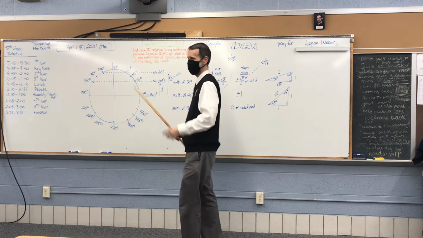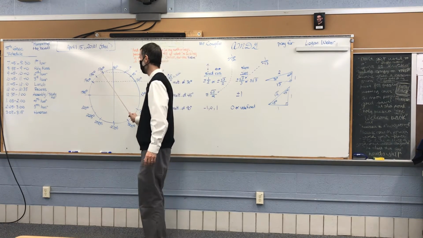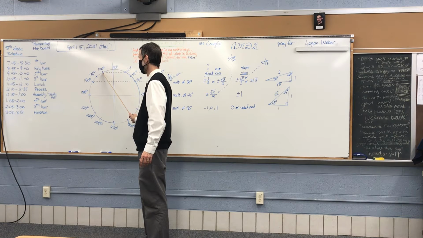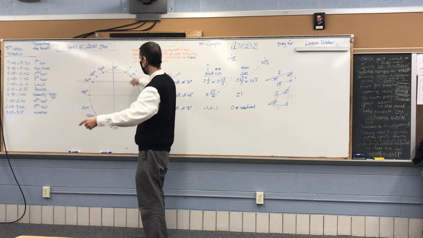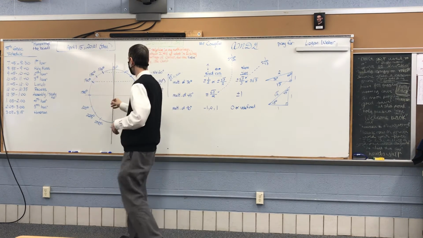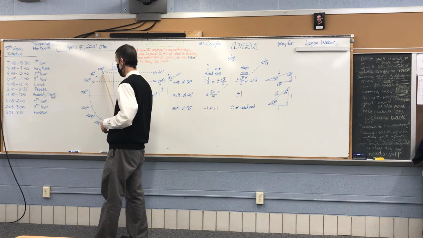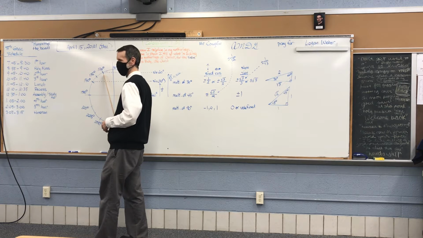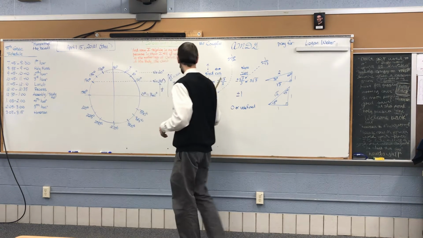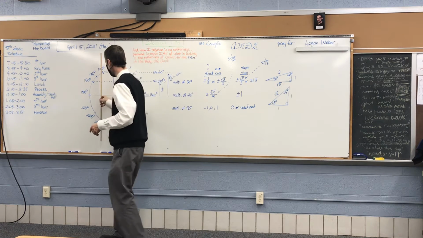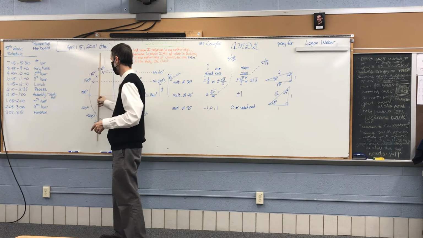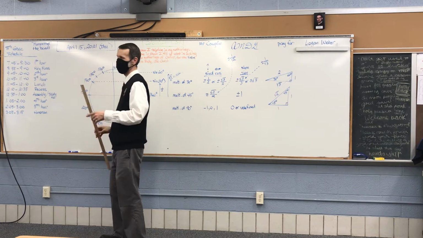Next. 120. Holly. Sine. Positive radical 3 over 2 because it's up a lot. Cosine. Positive or negative, first of all? Yeah, cosine is how far left, right. 120 is to the left. A lot or a little? A little. How much is it?